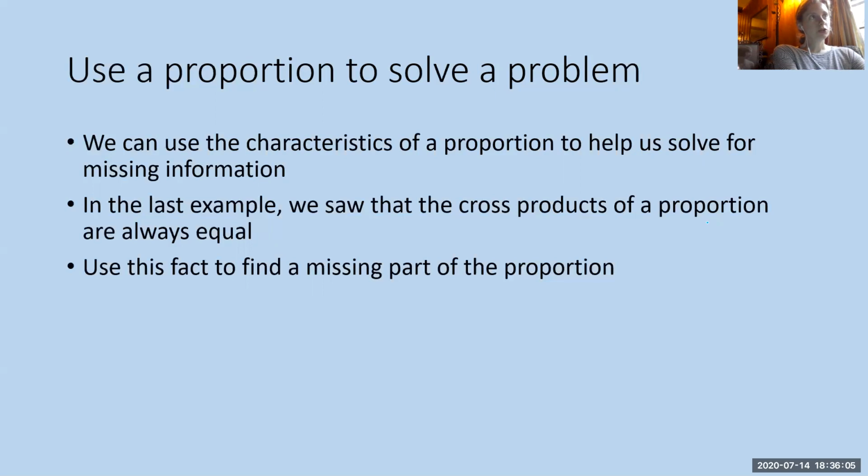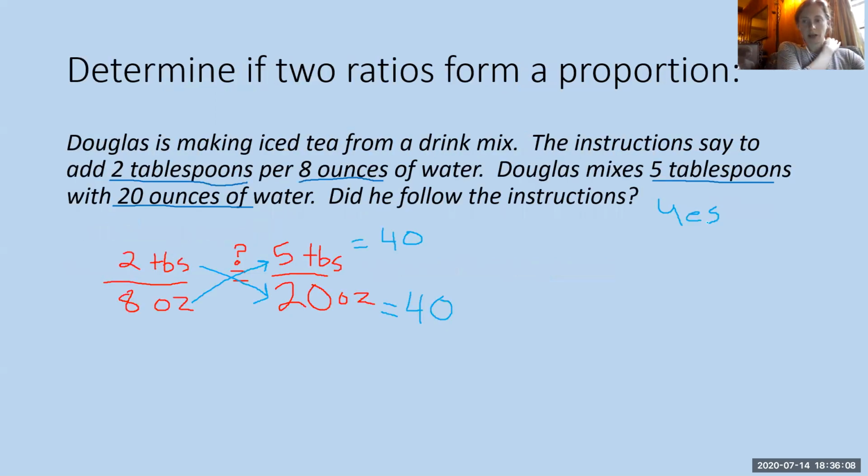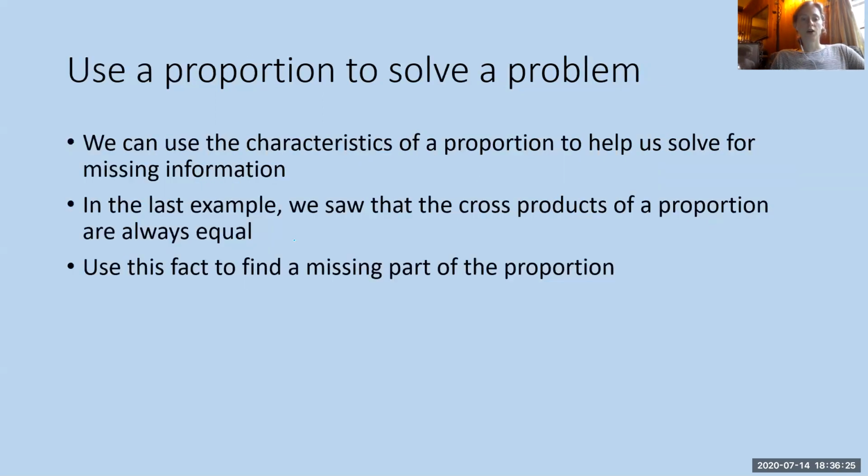So let's return to that same example, but we're gonna change it a little bit. Let's say we had the same recipe. So instructions say to add 2 tablespoons per 8 ounces of water. And then let's say Douglas wanted to make 40 ounces of drink. So he's going to use 40 ounces of water. So that's the change. Let's say he wants to figure out how much drink mix he should use.